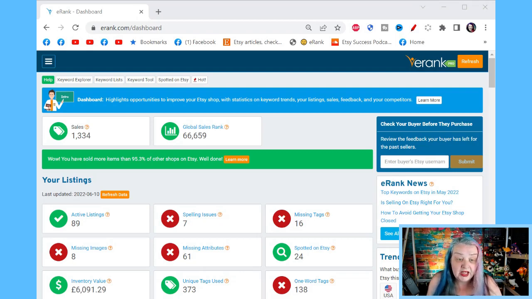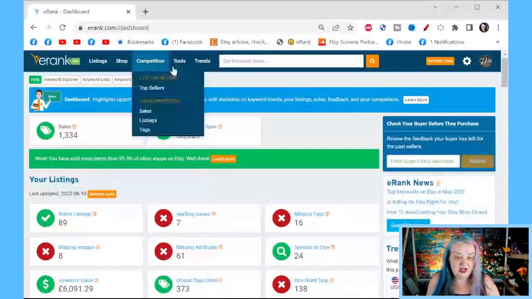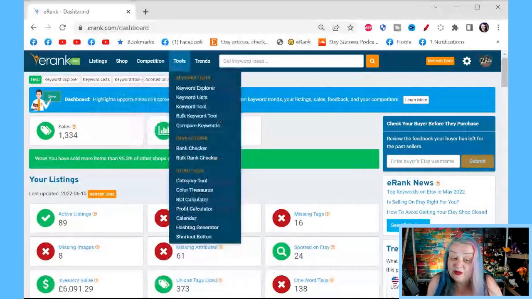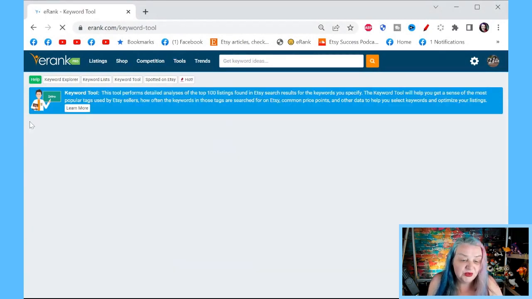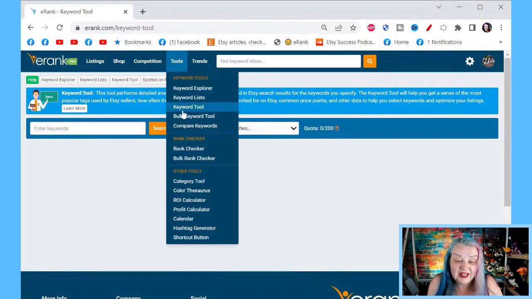Shall we go into this and have a look? Ooh, it wants me to refresh. Shall we refresh now? Let's do that later. Right, there we go. So firstly, I want to head over to my favorite tool just now, which is the keyword tool. Love this tool. And it's really helpful in finding, it says it in the name, keywords. So it's under tools, keyword tool.